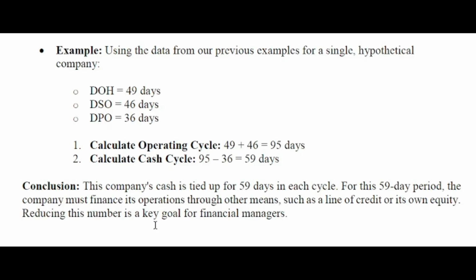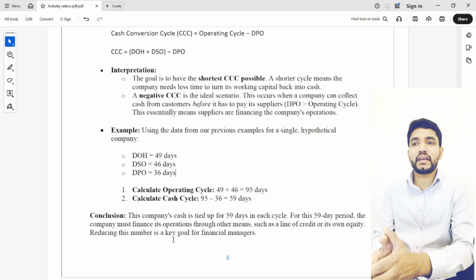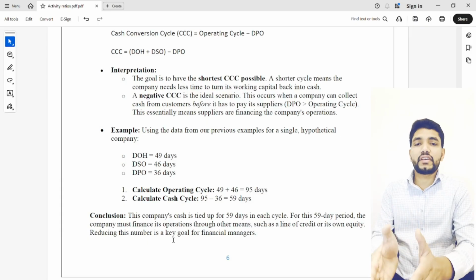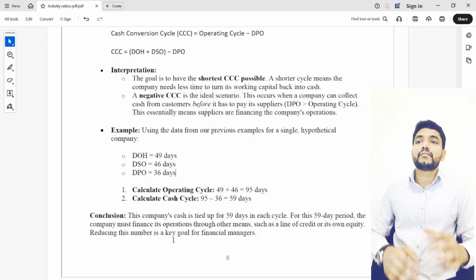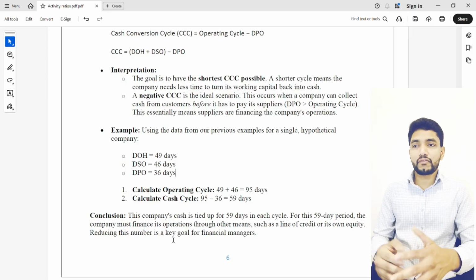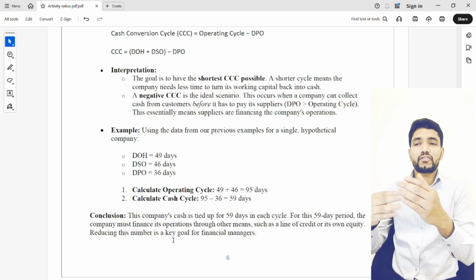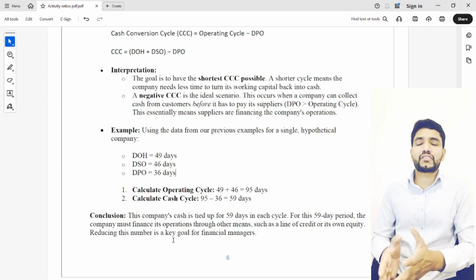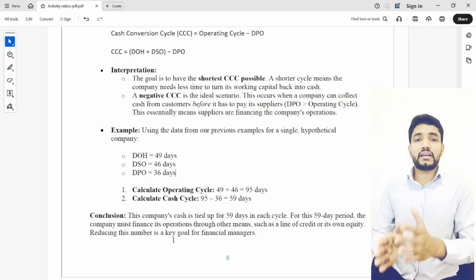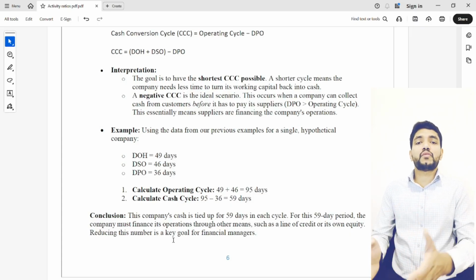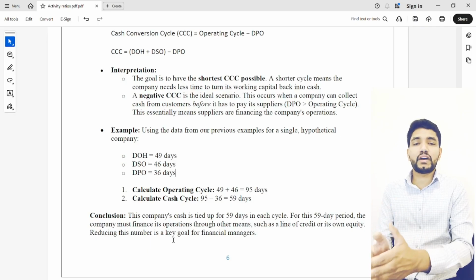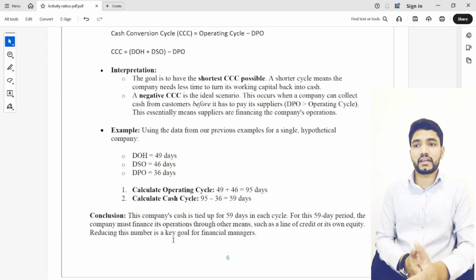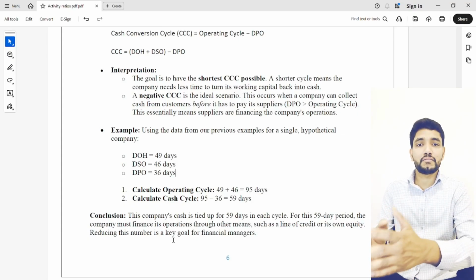So we discussed the operating cycle. The operating cycle means how many days it takes to convert inventory into sales and sales into receivables. And the cash conversion cycle is the number of days the company has to finance its operations or working capital without considering the days payable outstanding, that is, without considering the creditors.